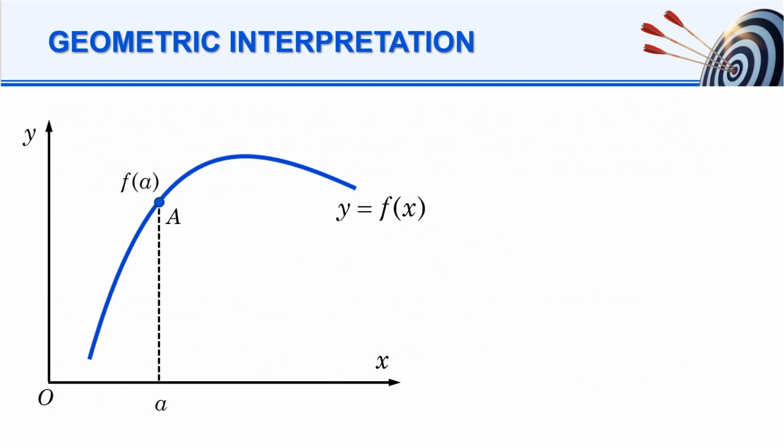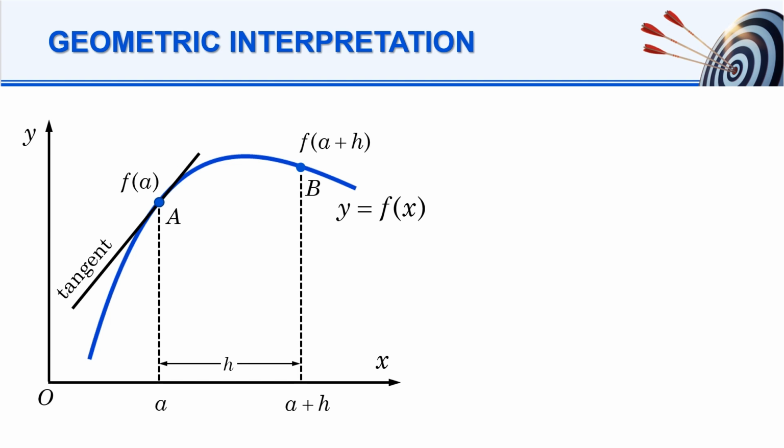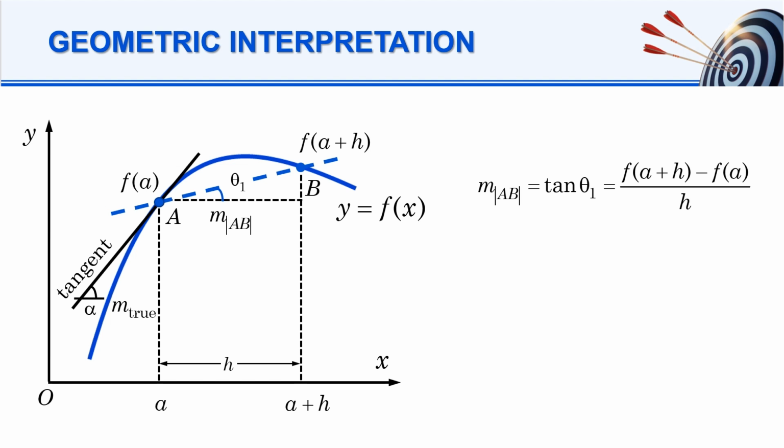Consider the function y equals f(x) and its tangent line at the point A, at x equals a and y equals f(a). Using the point B at x equals a plus h, the slope of the secant line is obtained from the right triangle as follows. The slope of the secant line, MAB, passing through the points A and B, is not equal to the true slope of the tangent line.